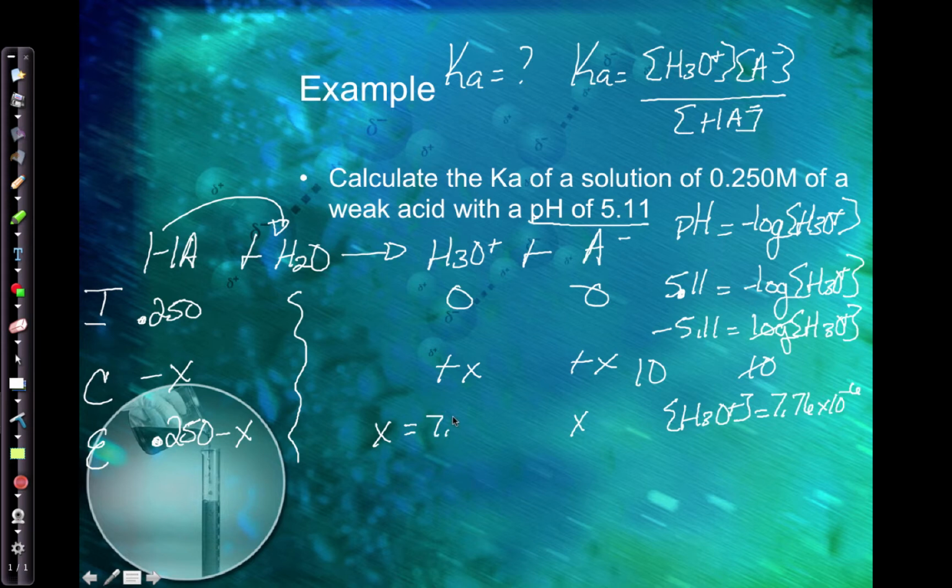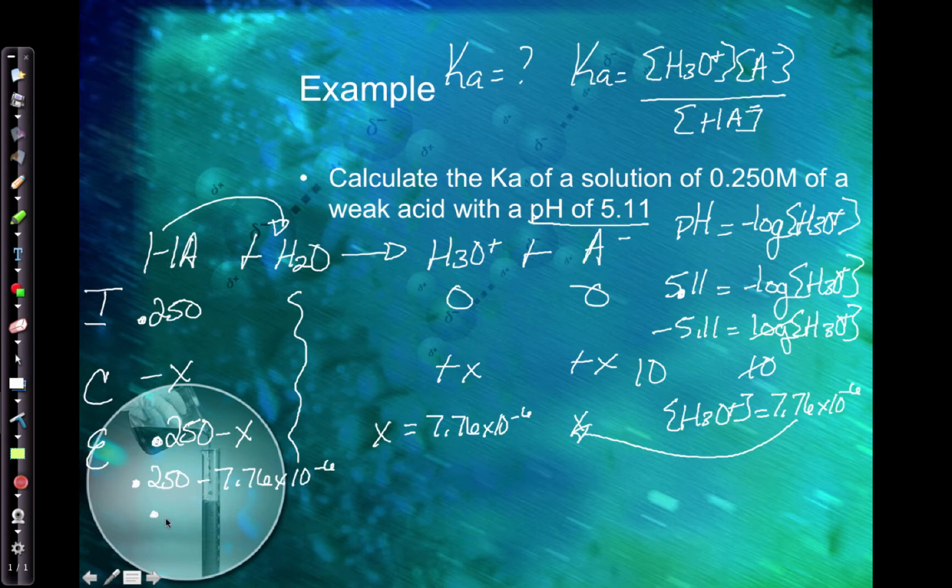So I have this concentration. Well, hey, look at that. I also have this concentration because they're both equal. They're the same thing. And then I can get the concentration of my weak acid by subtracting that number from 0.250, 7.76 times 10 to the negative 6.